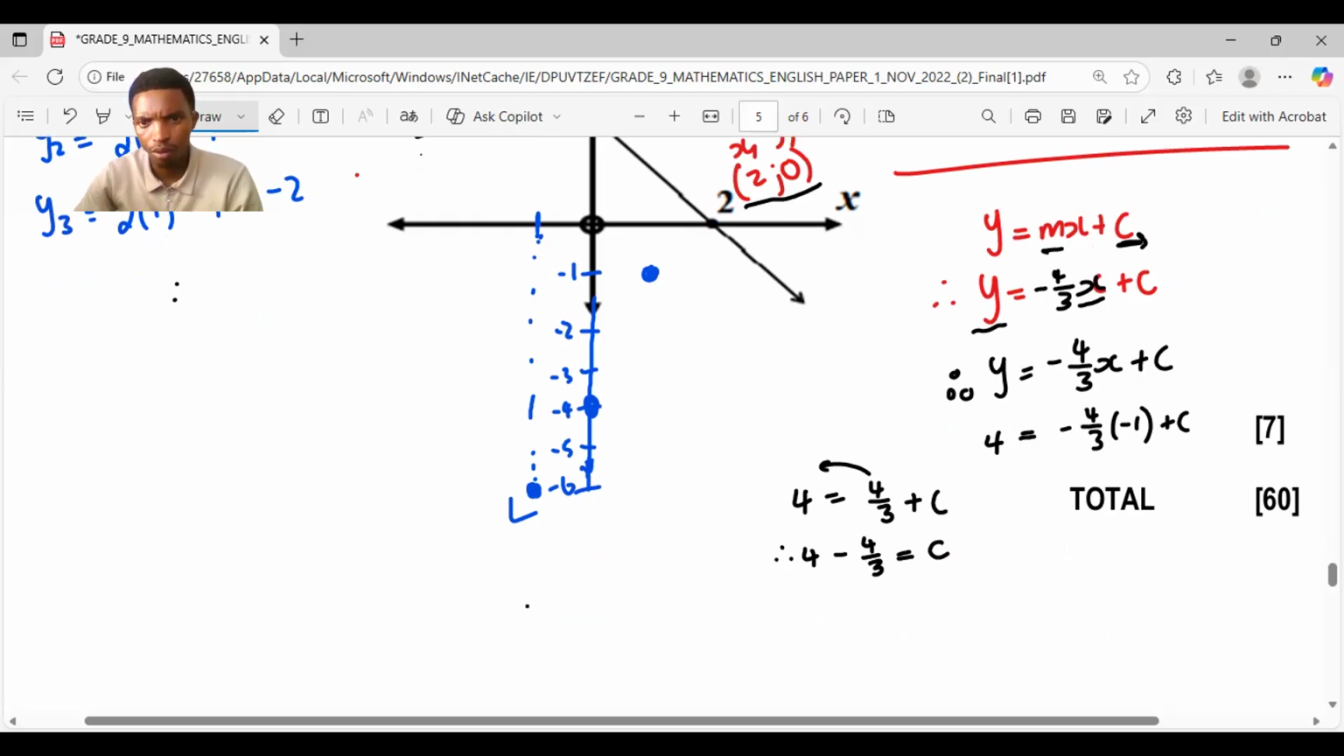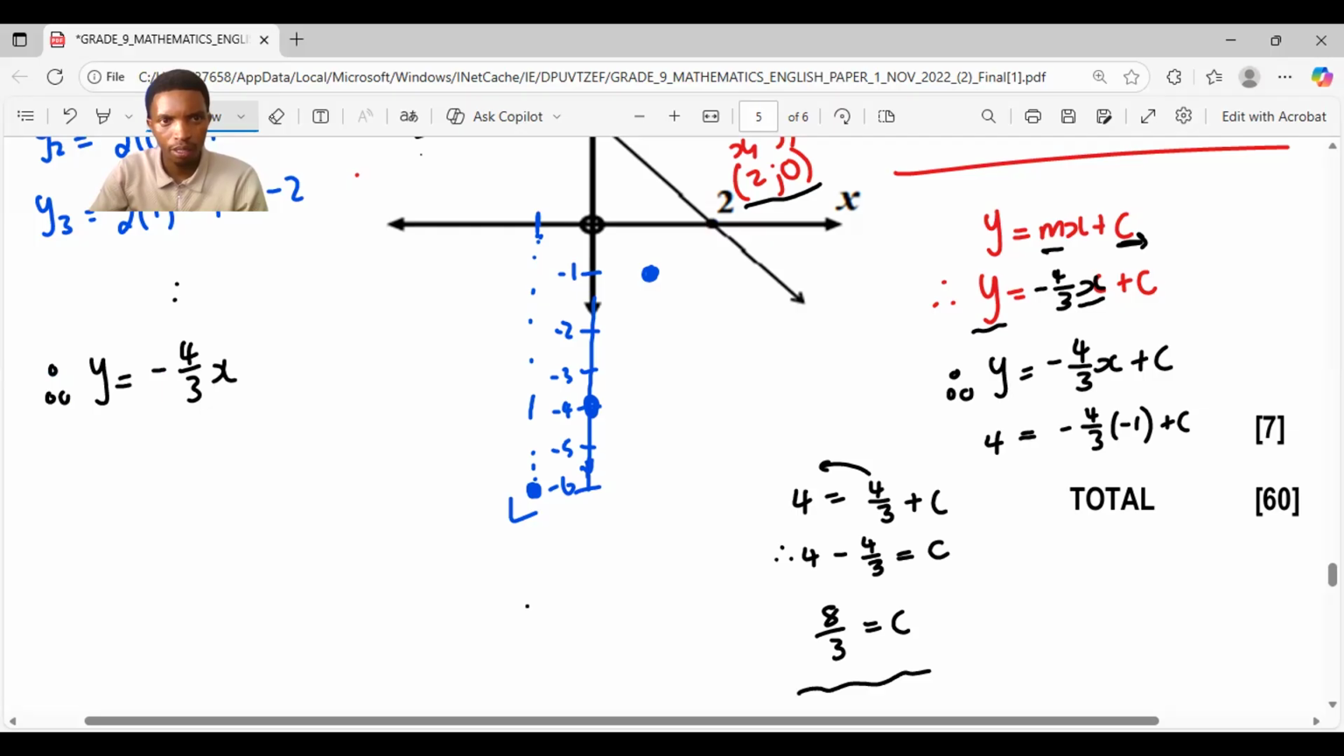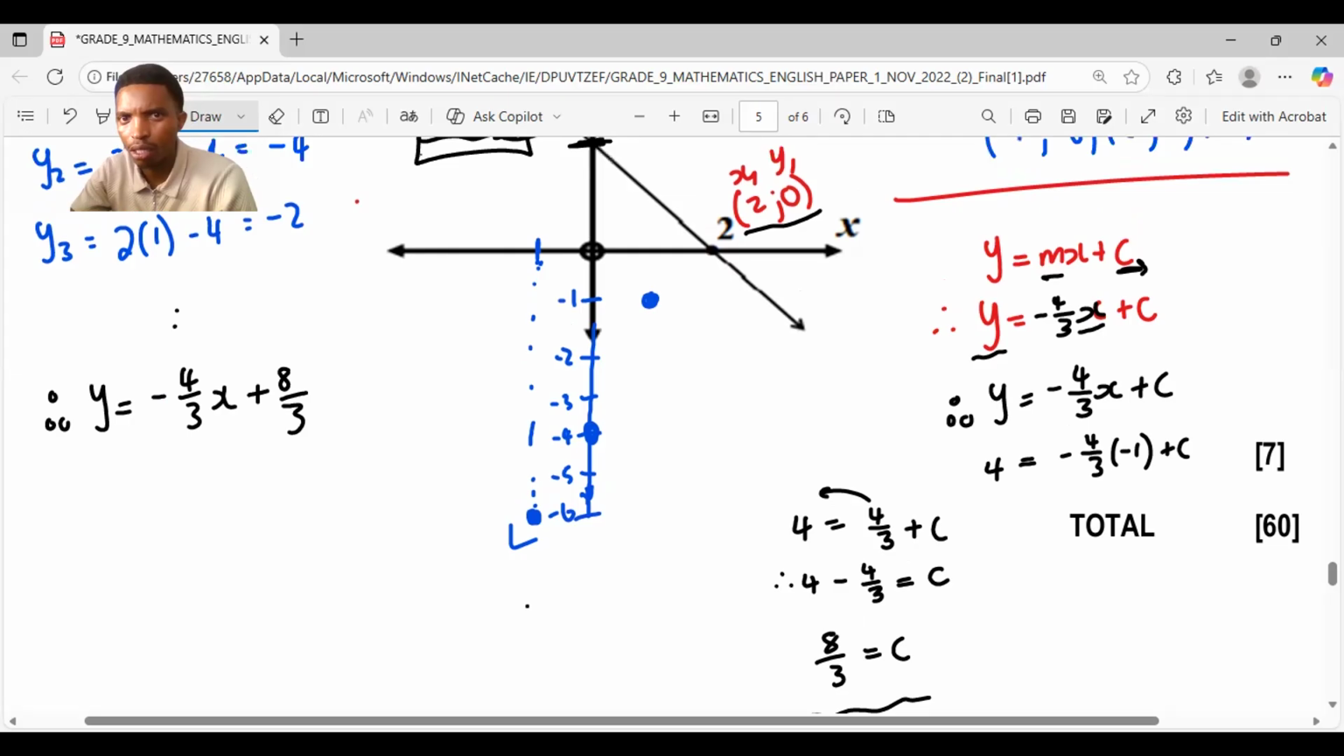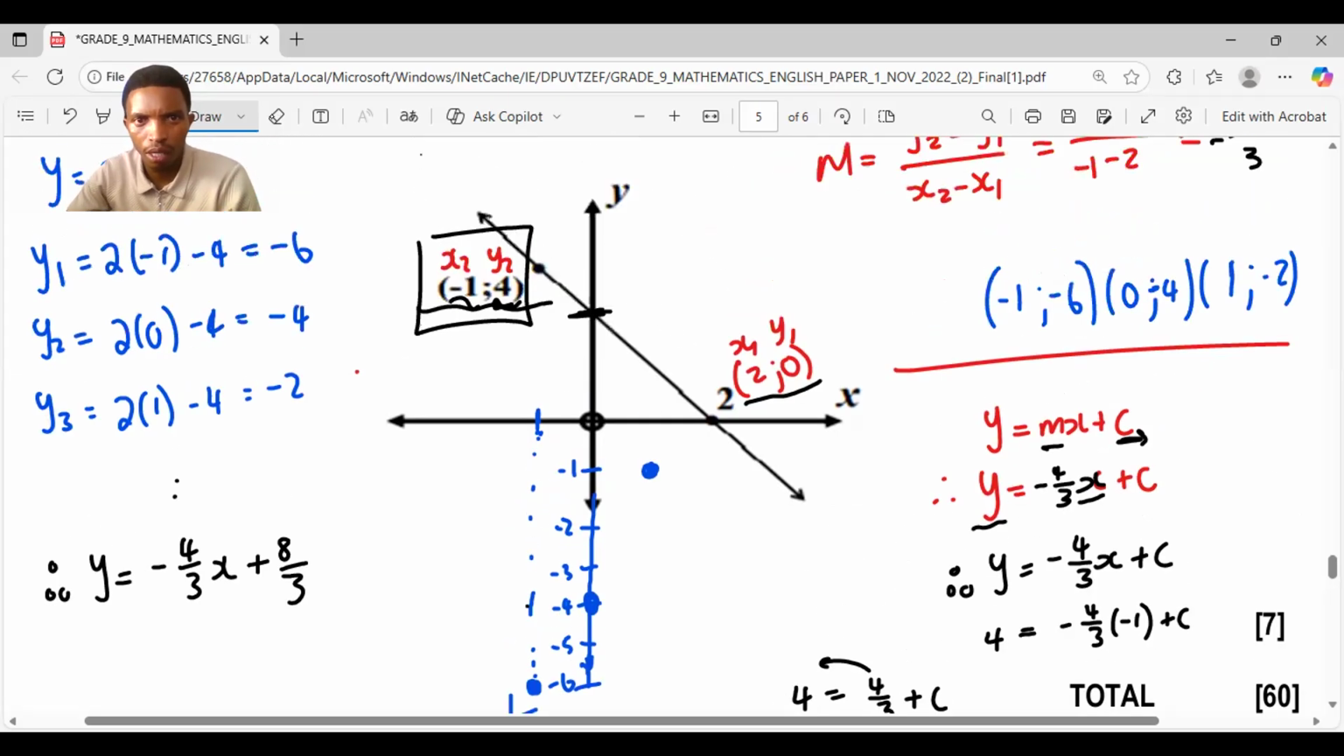Eight over 3. Yes, sir. So now meaning our c is 8 over 3. So finally, our answer will then be y is equals to, we said our m is -4 over 3, we have x, and then we said our c is plus 8 over 3. How much is 8 over 3? Is it 2 comma something? 2.67. Yeah, maybe here we have 2 comma something here. 6, 7. So now that is how we do it.